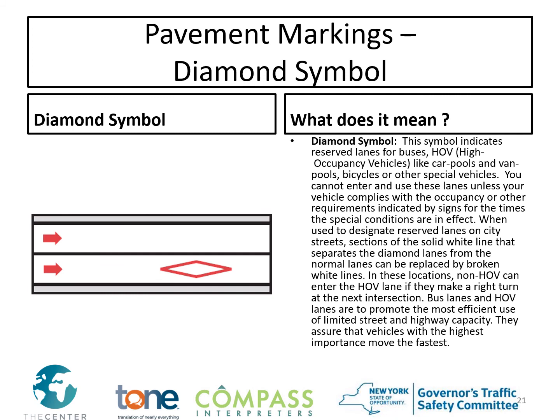When used to designate reserved lanes on city streets, sections of the solid white line that separate the diamond lanes from the normal lanes can be replaced by broken white lines. In these locations, non-HOV vehicles can enter the HOV lane if they make a right turn at the next intersection. Bus lanes and HOV lanes are to promote the most efficient use of limited street and highway capacity. They assure that vehicles with the highest importance move fastest.